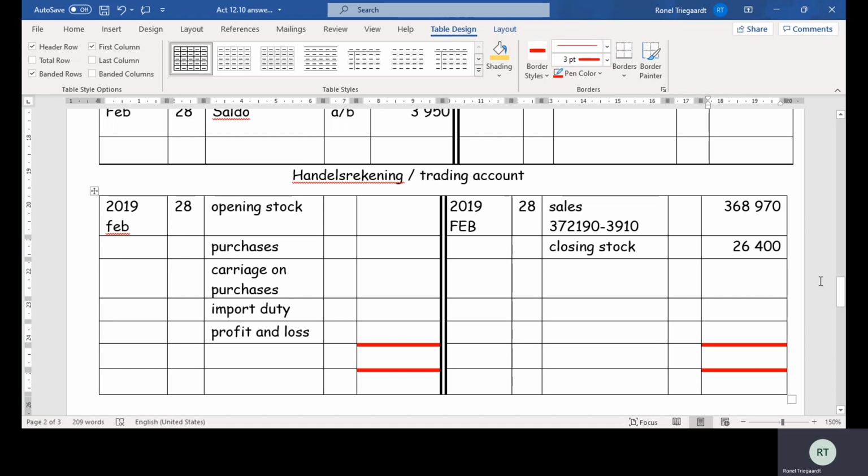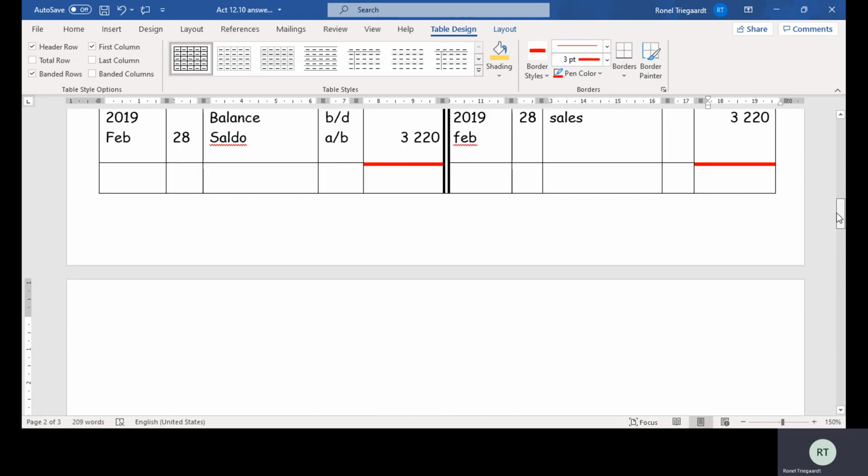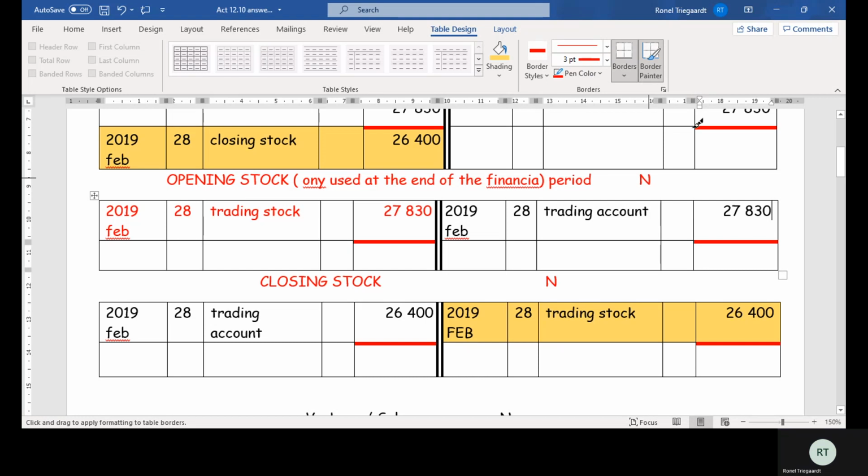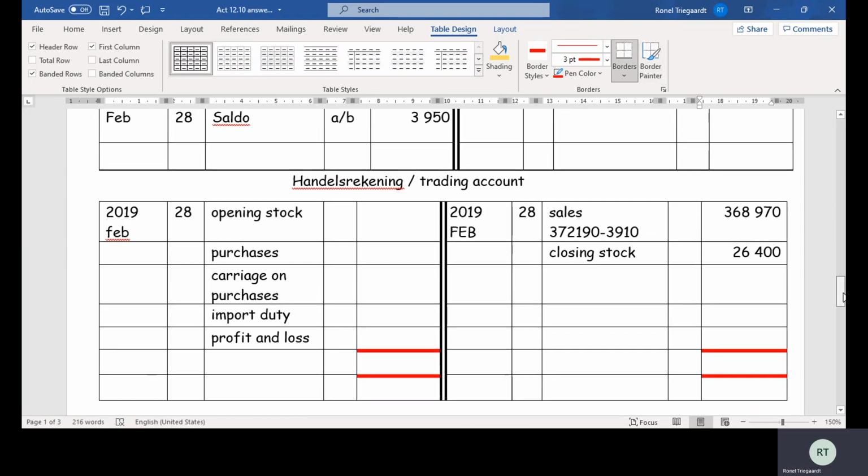The next amount I'm looking for is opening stock. I've got an opening stock account. There's the balance. If I want to close this off, I'm going to write 2019, February the 28th. This must go to trading account. Trading must have a debit as well. The amount, well, you're a bit late. This was 27830. Draw the line. 27830. Inside trading account, I'm going to have opening stock 27830.